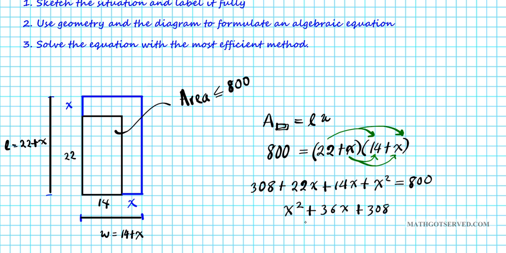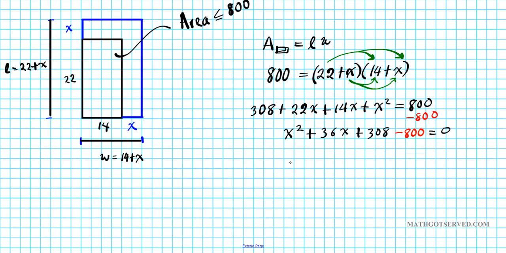Now, when you're solving quadratics, you want to make sure it's in standard form before you start to do anything, okay? So standard form requires the degrees to be in descending order and the equation equal to 0. So we have to subtract 800 from both sides of our equation. Okay, subtract 800 from both sides. This is equal to 0. And then we have, what do we have? We have x squared plus 36x minus 492.